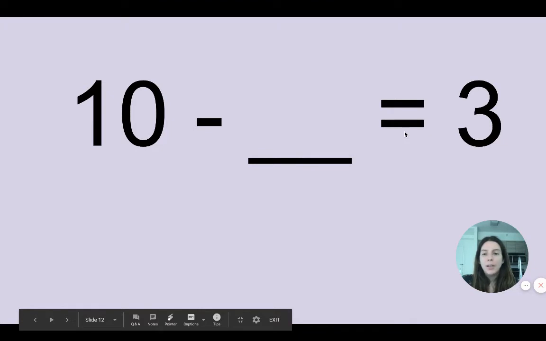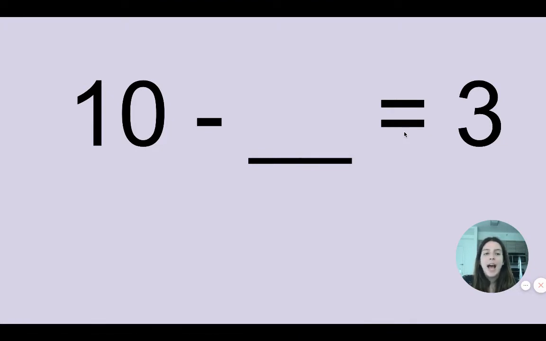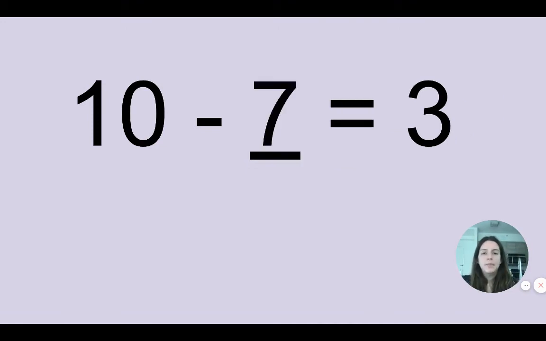And now I know, because we've been practicing missing numbers, how to solve this. I'm going to use my fingers to help me solve this. I can start with 10 and take some of my fingers away until I get 3. So I'm going to put these down because I still have more than 3, and these down, I have 3. Then I can count the ones that are down. 1, 2, 3, 4, 5, 6, 7. So my answer must be 7. 10 minus 7 equals 3.